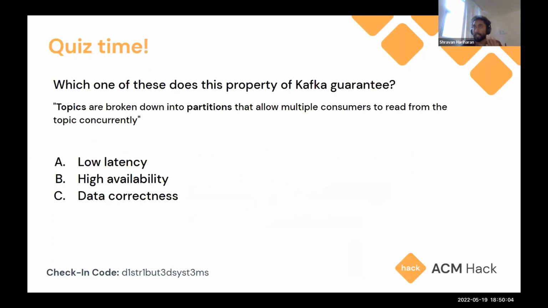So now that we just covered these three behaviors, we're going to dive in and try to really figure out what these topics actually provide us in the sense of scalability. So the first question we have is, what does this behavior guarantee in terms of the three properties of scalability that we went over? The property is: topics are broken down into partitions that allow multiple consumers to read from the topic concurrently. Does this guarantee us low latency? Does it guarantee us high availability? Or does it guarantee us data correctness? For each of these, there is only one right answer. There's one main answer, and then there might be other answers that you could argue, but I think there is one clear answer for all of these.